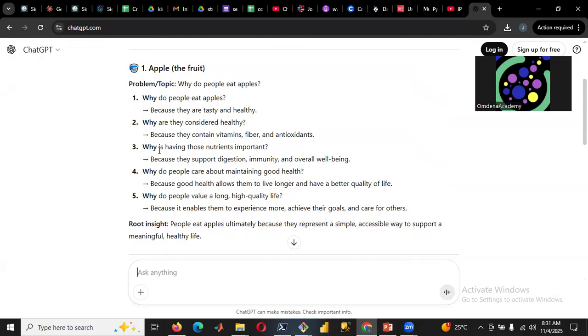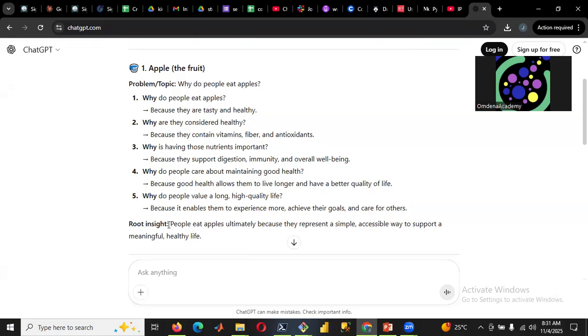Now this is where you have to refine the response, right? For instance, you say, why do people eat apples? Second one is, why are apples considered healthy? The third one is, why is having those nutrients important, which you can correct yourself and say, why is having those nutrients in apples important? Why do people care about maintaining good health? Then why do people value a long quality life?